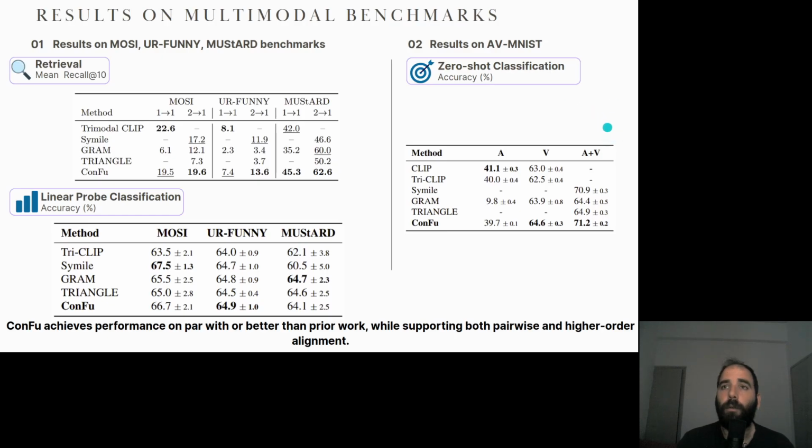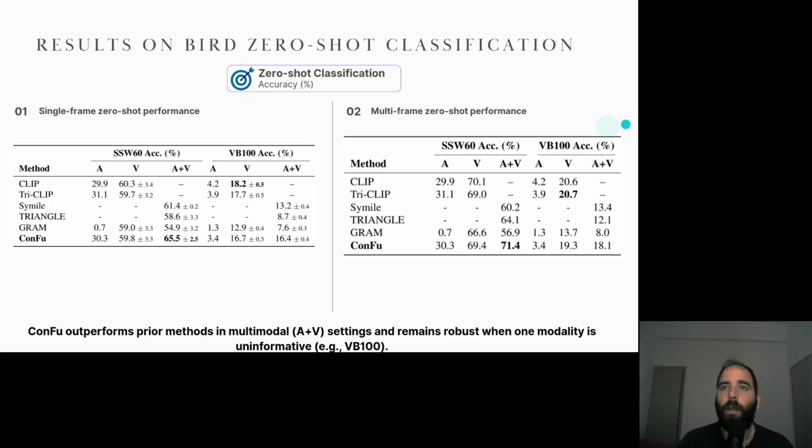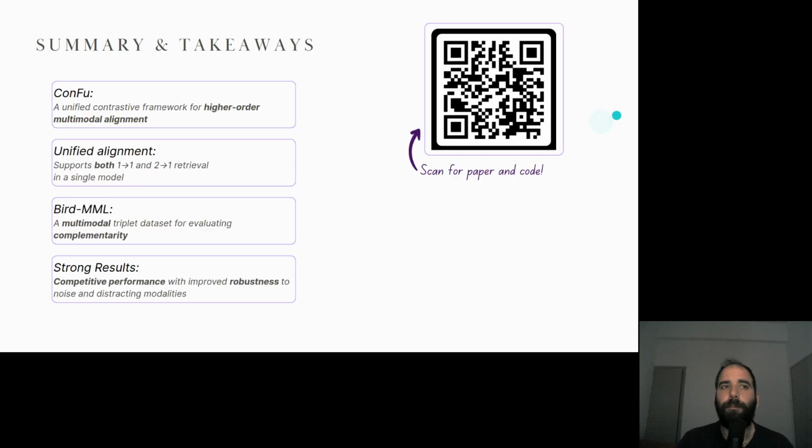Across benchmarks, ConFu achieves performance comparable to or better than prior methods, while supporting both pairwise and higher-order alignment in a single framework. When pre-trained on Bird-MML and evaluated on downstream bird classifications, such as SSW60 and VB100, ConFu particularly excels in audiovisual zero-shot classification. Importantly, it remains robust even when one modality becomes weak or uninformative.